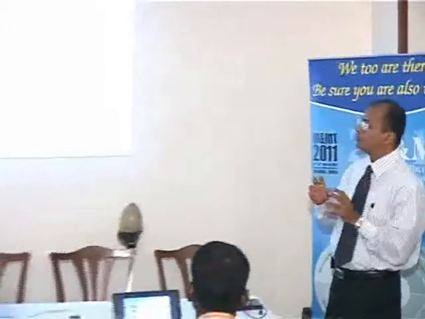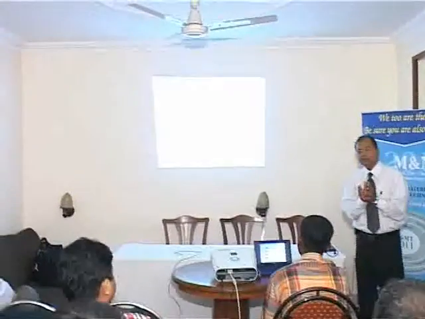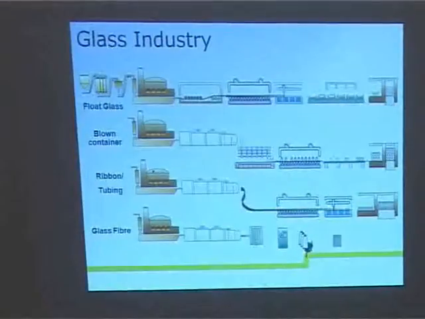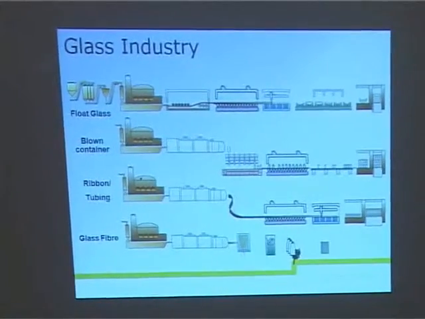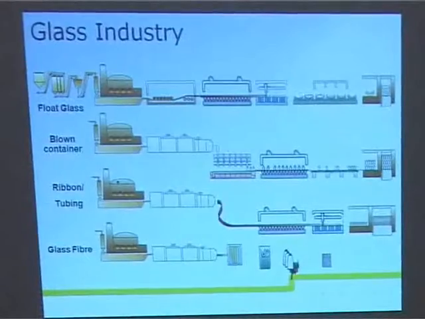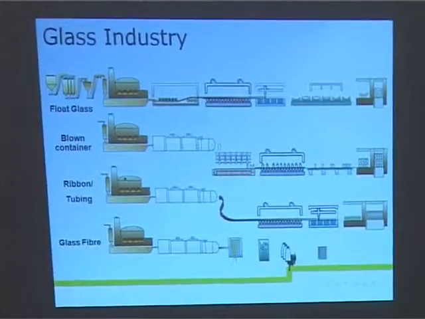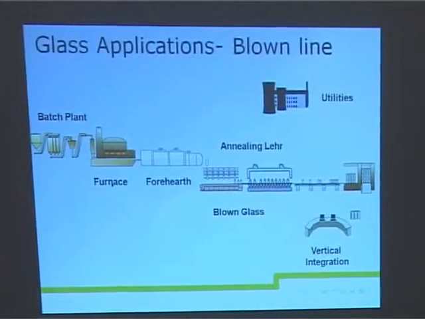Now, this is just getting into a case study. I mean, when I say case study, it is not really a case study, it is just to give you a flavor of how you make use of the instrumentation in a heat treatment centric industry. Glass is a heat treatment centric industry. Let's say, for example, you can see the number of glass plants, be it float glass, blown container, ribbon tubing, glass fiber. Now you can see the amount of process, heat treatment process, which is being addressed here. So what can instrumentation do here?